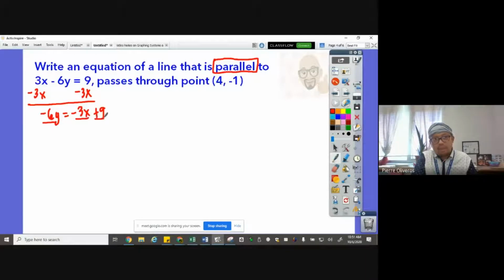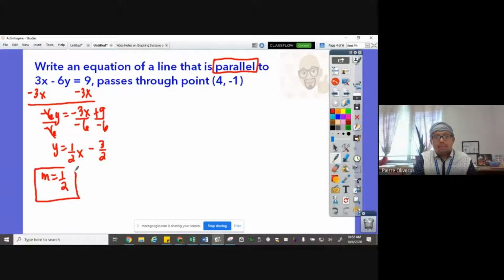Divide everything here by negative 6, negative 6, negative 6. Cross this out. Y is equal to, what's negative divided by negative? It's going to be positive. 3 over 6 is 1 half x minus 3 halves. In this case, our slope here is 1 half. But since it's parallel, we're going to copy that slope. So we're going to use m equals 1 half.